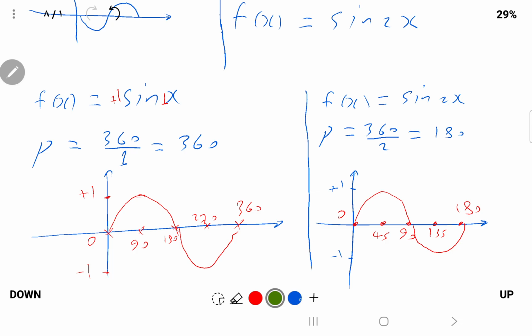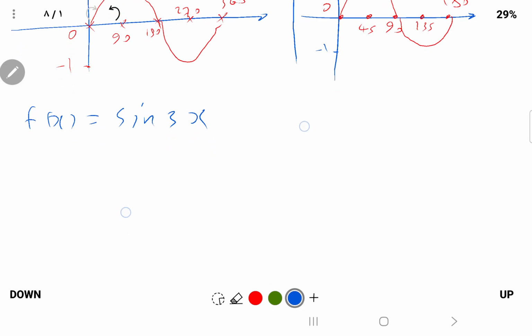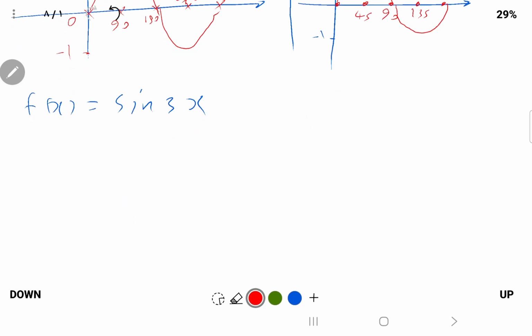Now what about if you put 3 instead of 2? So let's see what we get. f(x) is equal to sine 3x. In this case, we would have the graph like this. The 5 points do not change. 1, 2, 3, 4, 5. But now the period has changed.